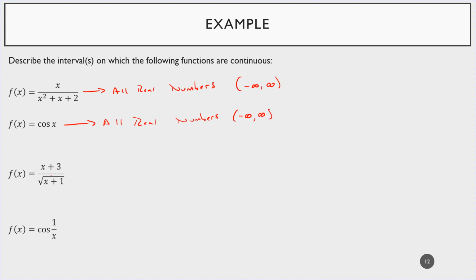Next, when you look at this here, you can't have a divide by 0, and then you also cannot have a negative underneath the square root sign. So it looks like for this here, it has to be that x has to be greater than -1, right? Because if you had -1 in here, you'd get 0, and anything less than -1 here would be a negative under the radical. So where is this continuous? It's from -1 to infinity.